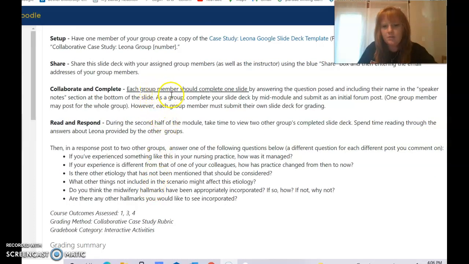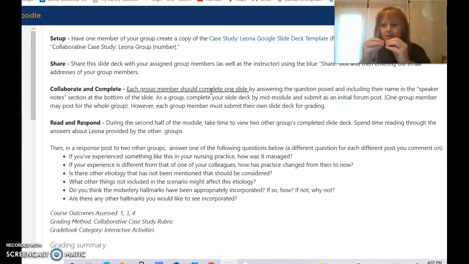Each group member should complete 1 slide. Each person should have just 1. It should not spill into 2; it should all be in 1 slide. Then answer the question on that slide. Include your name in the speaker notes section at the bottom of the slide so I know who did each slide.